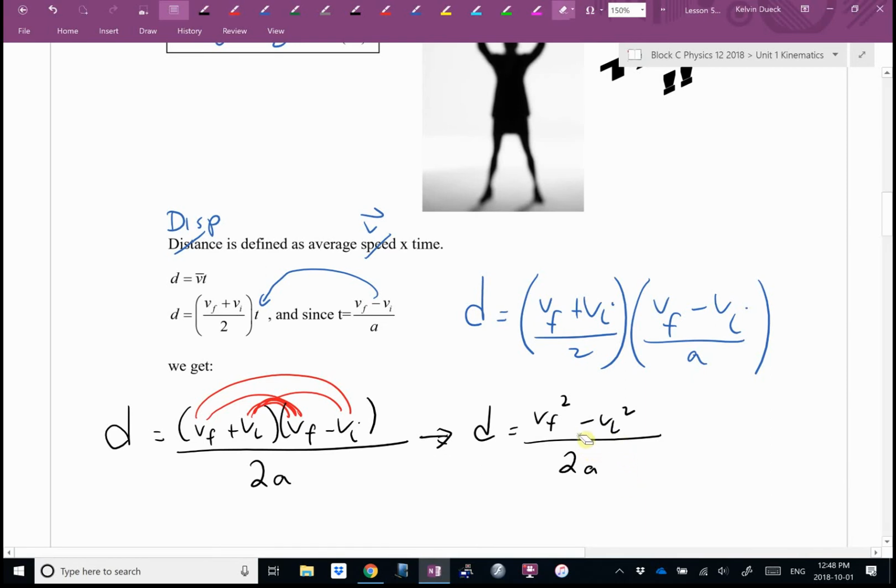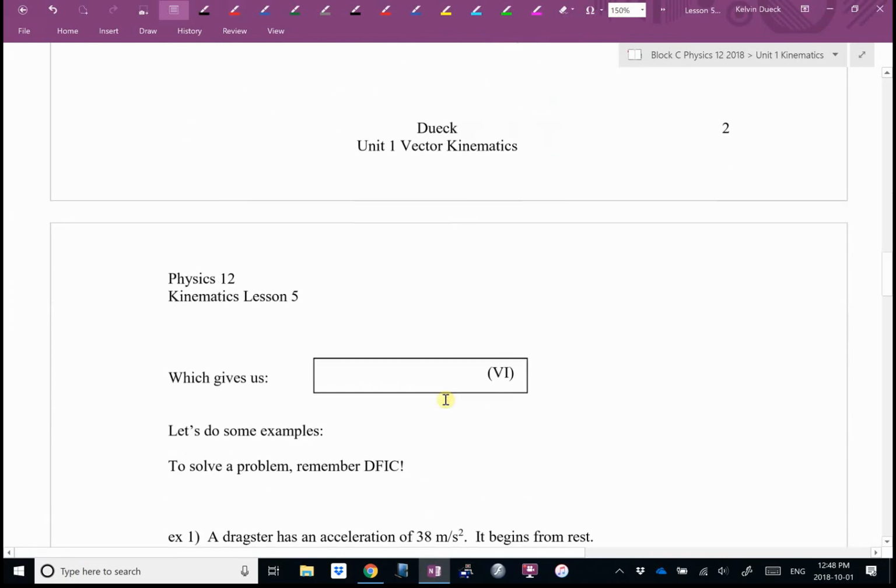Oh, but then we got the VF by itself. How would I get the VF by itself? What will I do with this 2A? And I'll get 2AD. So cross that out, put a little 2AD right there. And then I'd plus the VI squared over, and you might recall this one from last year, Danielle.